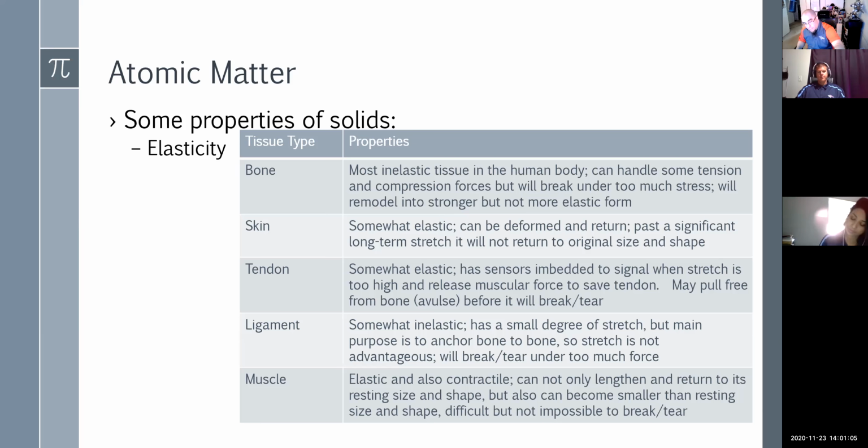I have a hair tie. I don't know why I have a hair tie. I don't have any hair, but I have one, right? I can keep stretching this, and this is returning to its original shape. If I keep doing this for a long period of time, this is eventually going to wear out. And then as I stretch it out, it'll stay in its elongated form. That's kind of like skin.